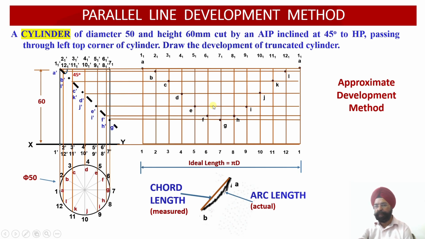Now this portion has been cut, so this is discarded. So now the vertical edges will be drawn straight, and all these 12 points will be joined with the help of a freehand curve. So this completes the development of a cylinder which has been cut by a cutting plane passing through the left corner of this cylinder over there, right?